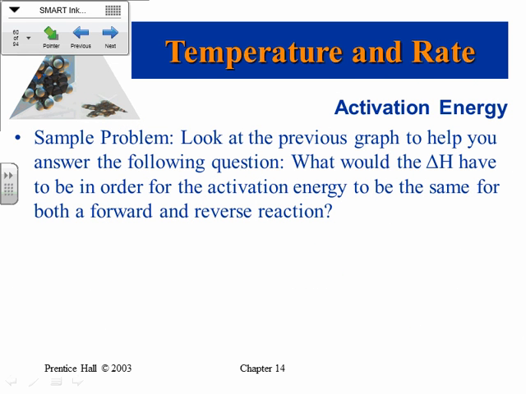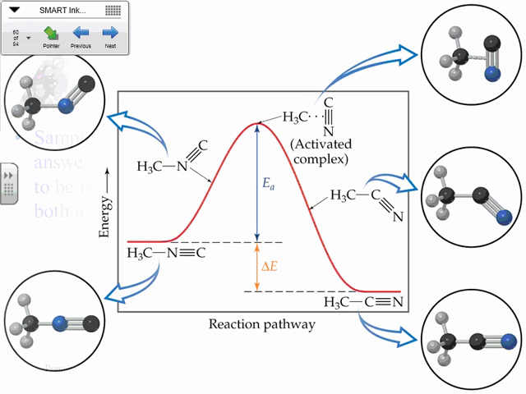Okay, it says, look at the previous graph to help you answer the following question. What would the delta H have to be in order for the activation energy to be the same for both a forward and reverse reaction? Looking back over here, let's say that we did this reaction in reverse, because this reaction can happen in reverse, okay? Not as likely to happen in reverse, but it can.